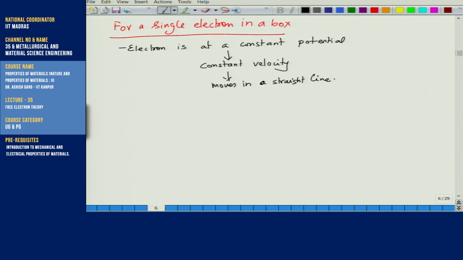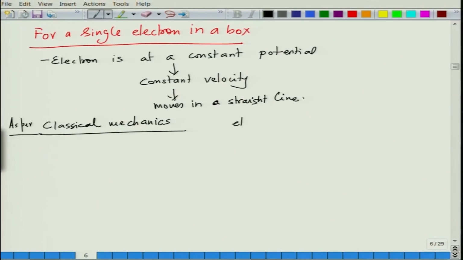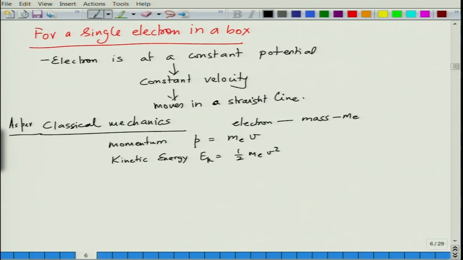Okay. So, as per now, this is where we first bring classical physics in picture, classical mechanics. As per classical mechanics, let us say electron mass is me, the momentum of electron P can be given as me into V, and its kinetic energy Ek can be given as half me v square, or we can write this as P square divided by 2me. Okay. Now, this is where classical mechanics ends.